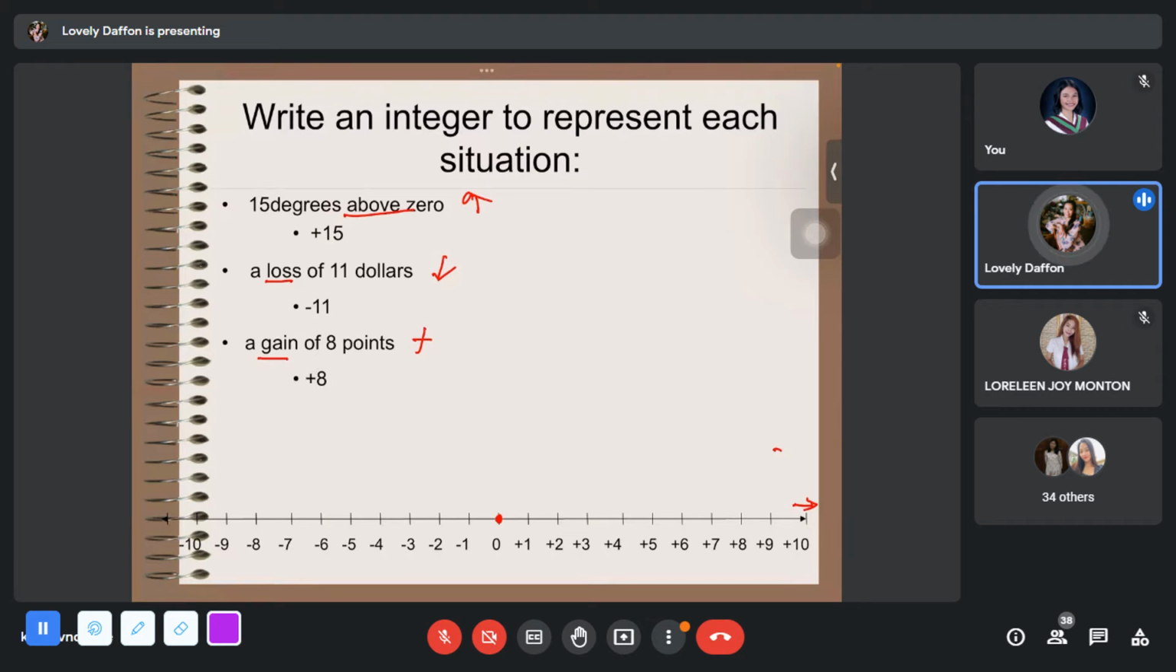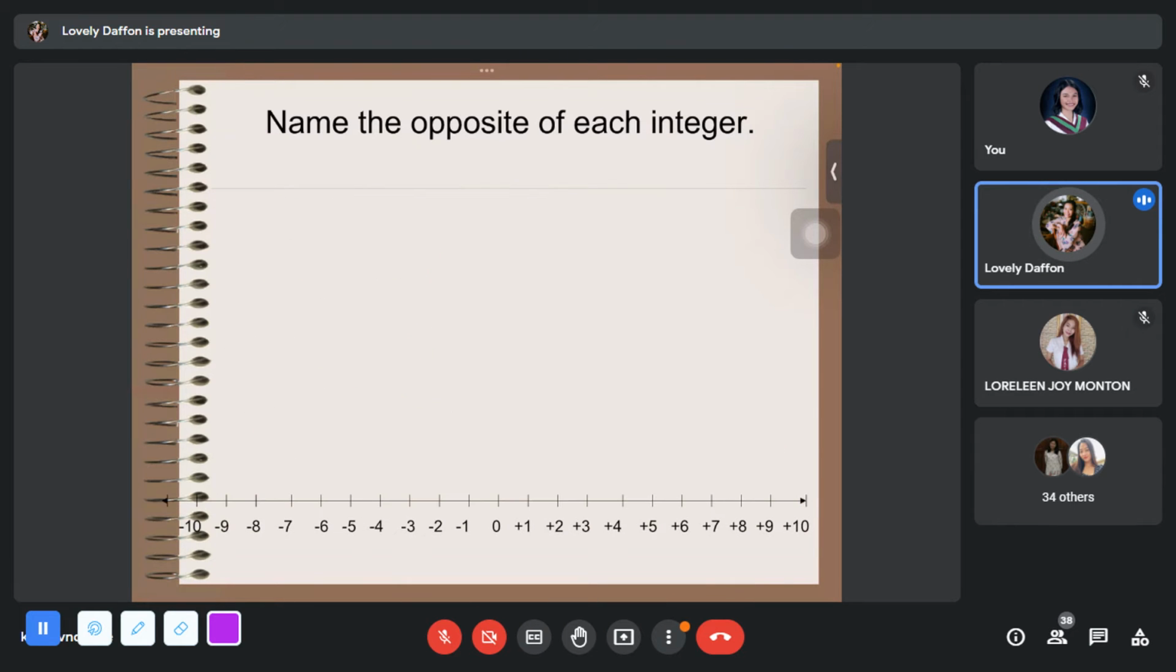Okay? And we have 3 steps backward. And that will be negative. Okay, negative 3. So, name the opposite of each integer. We have negative 11. So, syempre, the opposite is plus 11. For plus 27, the opposite should be negative 27. Negative 14, plus 14, plus 4, negative 4.